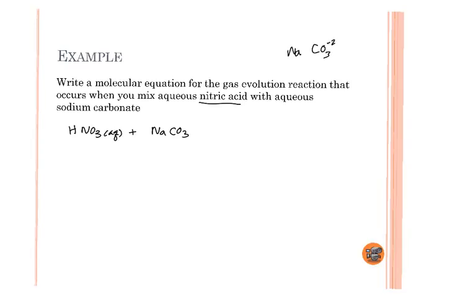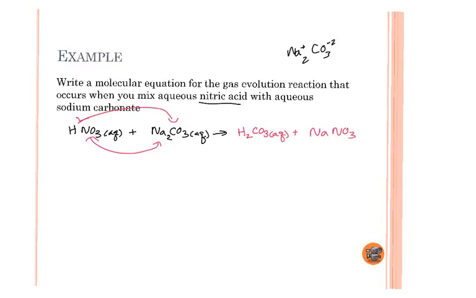Okay? Then we just do it like we've done before. It's like a double displacement reaction in which we swap ions, and we have H combining with the carbonate, but the carbonate has a 2 negative charge, so we need 2 hydrogens for every 1 carbonate. And then we have sodium combined with the nitrate. Sodium is +1, nitrate is -1, so we don't need to do any balancing. Next, we want to balance our equation. Don't forget to balance your equation.